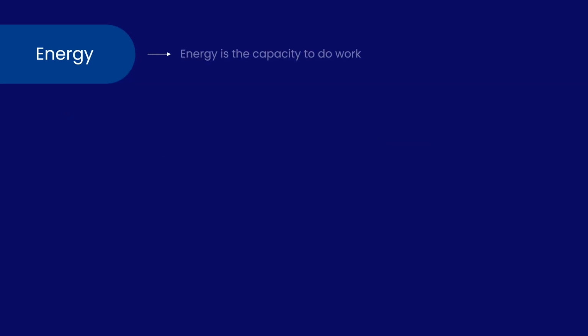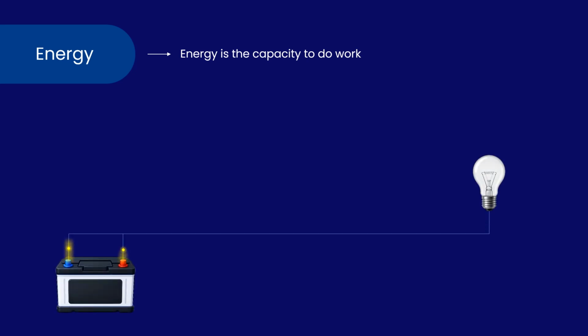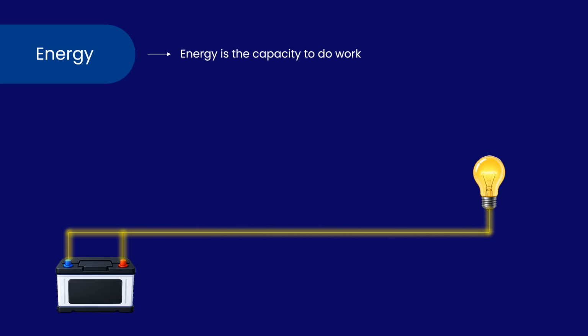Energy is capacity to do the work. Any object that can perform work possesses energy. In this example, the battery stores electrical energy. When the circuit is connected, energy flows through the wire and lights the bulb. The SI unit of energy is the joule and represented by capital J. In this chapter, we mainly study mechanical energy, which has two forms, kinetic energy and potential energy. Kinetic energy is related to motion, while potential energy depends on the position of an object.